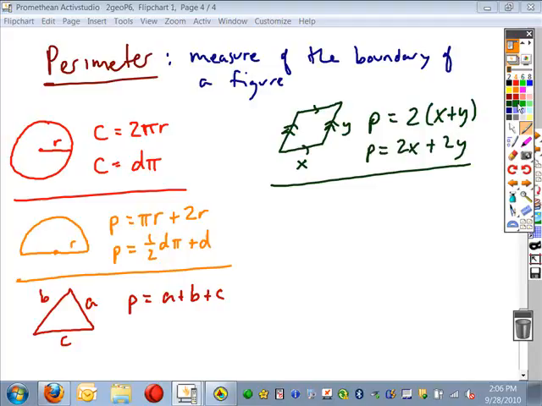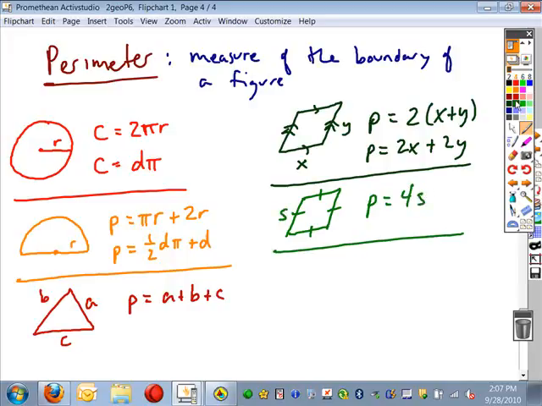Right, if we go even more specific here, and we get into a parallelogram that has 4 equal sides, now if we say that the length of our side is s, the total perimeter would be 4 times that length s. And if we continue to get even more specific, we could write an equation for any regular polygon.